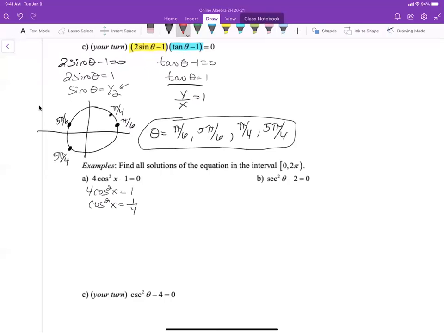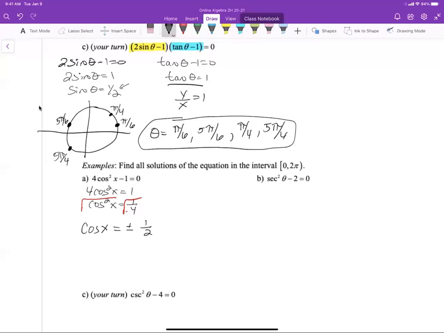How do I get rid of the squared? I'm going to take the square root. And so the square root of cosine squared of x is equal to cosine of x. And this will be equal to plus or minus the square root of 1/4, which is equal to 1/2.